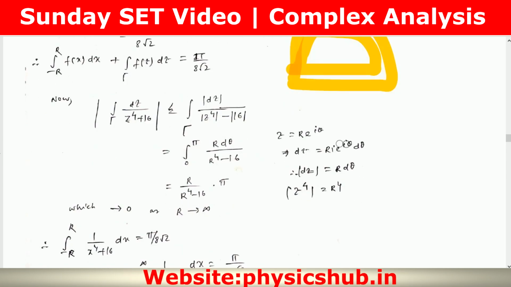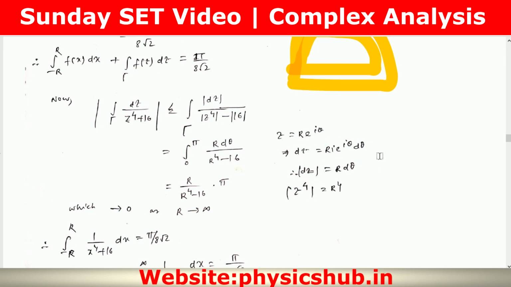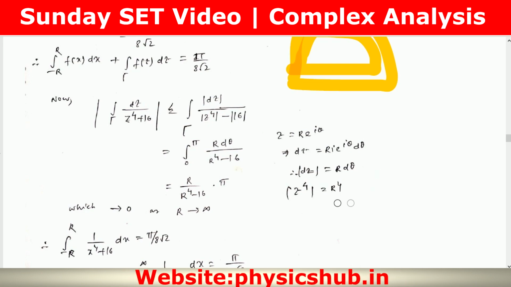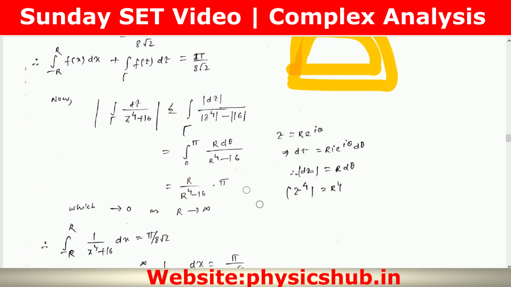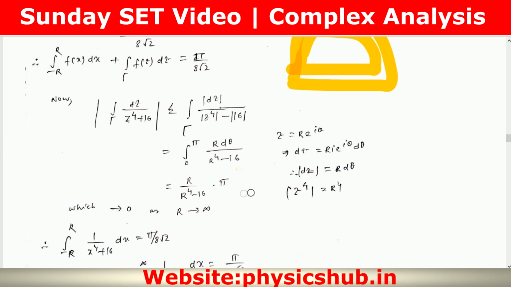And z, if you take z equals r e to the power i theta, means dz equals r i e to the power i theta d theta, means mod dz equals r d theta, and mod z to the 4 equals r to the 4. So r by r to the power 4 minus 16, and d theta means pi.